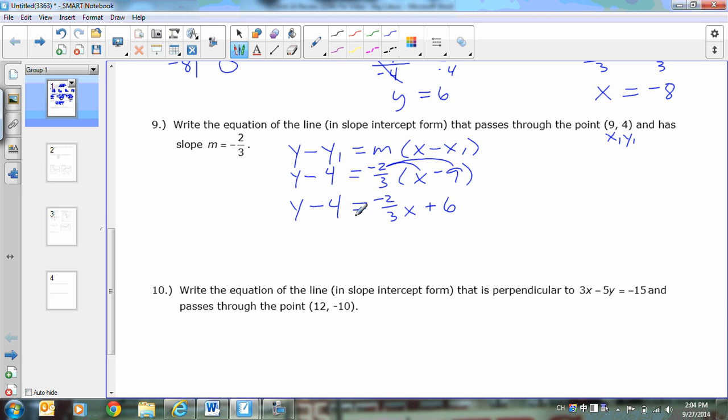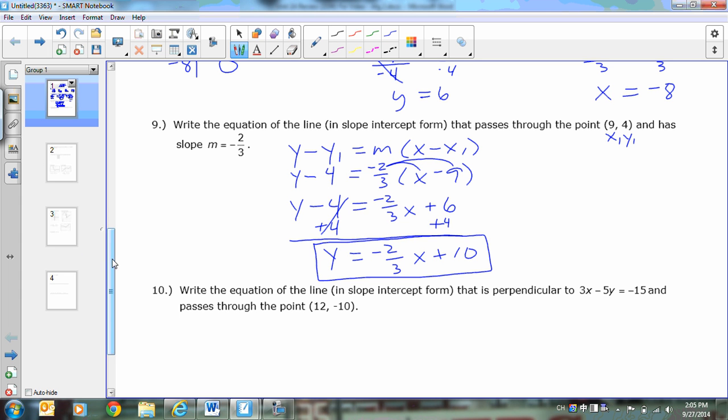All right, last step to solve for y. Let's add 4 to both sides. And we get y is equal to -2/3 x plus 10. All right, that's the equation of the line in slope-intercept form. All right, moving on to number 10.